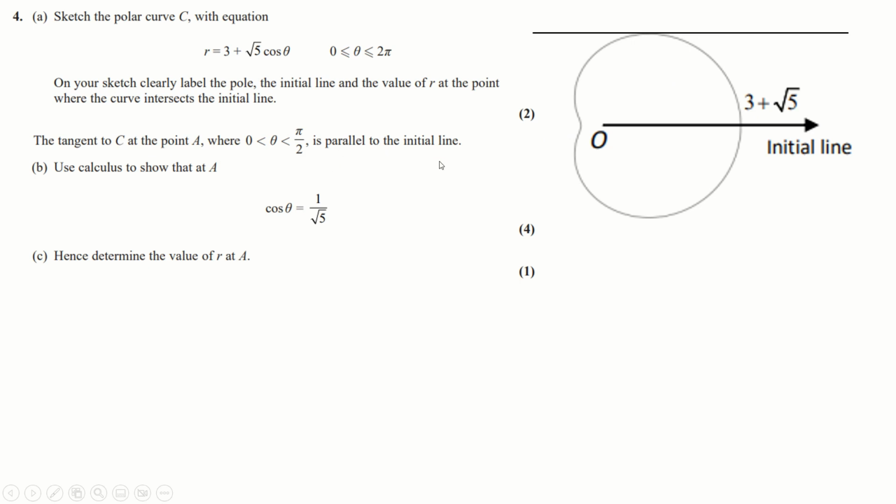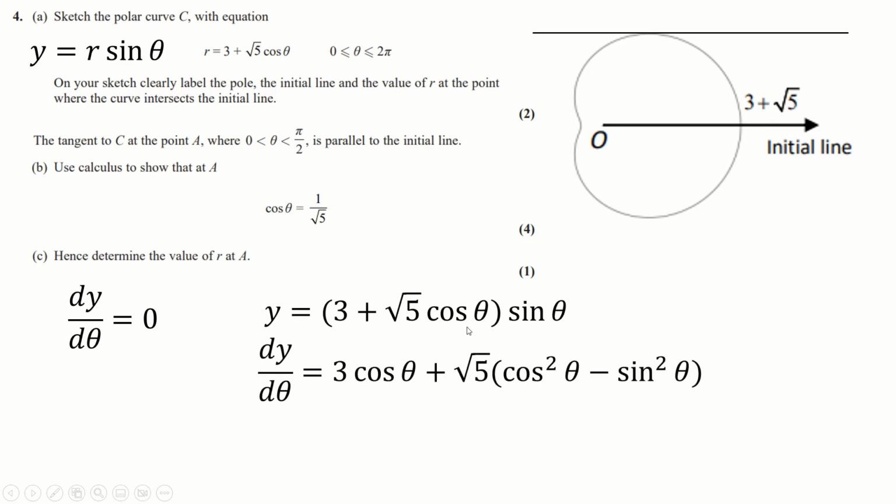Parallel to the initial line means dy by d theta equals 0, just something to know. Parallel to the vertical line is dx by d theta equals 0. So okay, y is equal to r sine theta, as it always is. We can't just differentiate that because r itself is a function of theta. So we put that function of theta in, and then we can differentiate it.